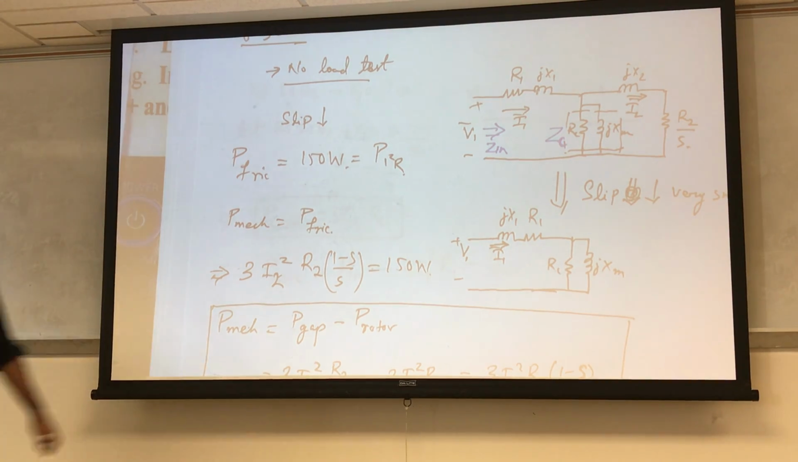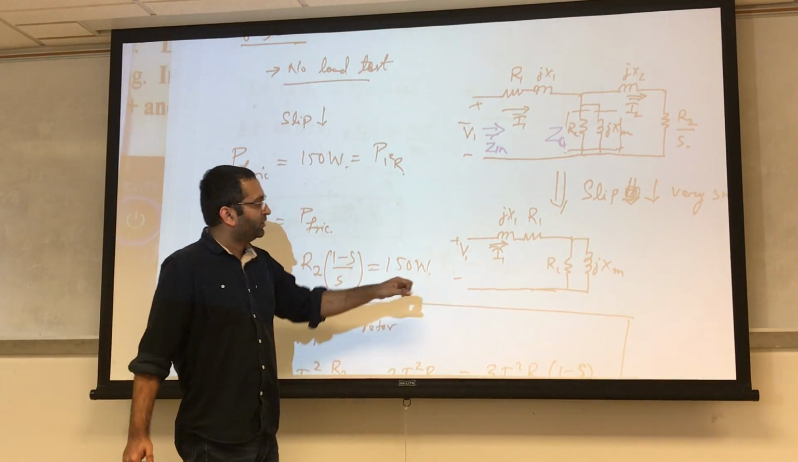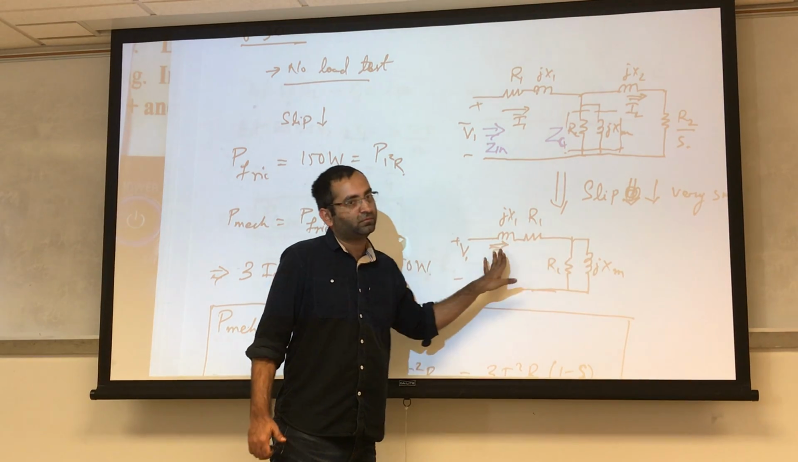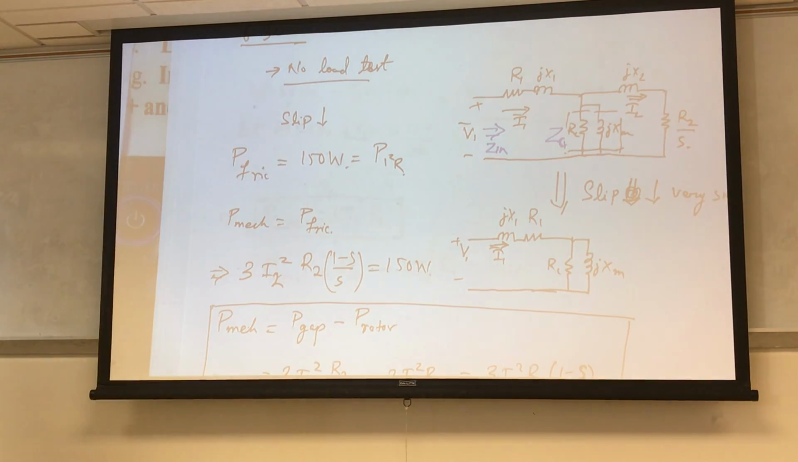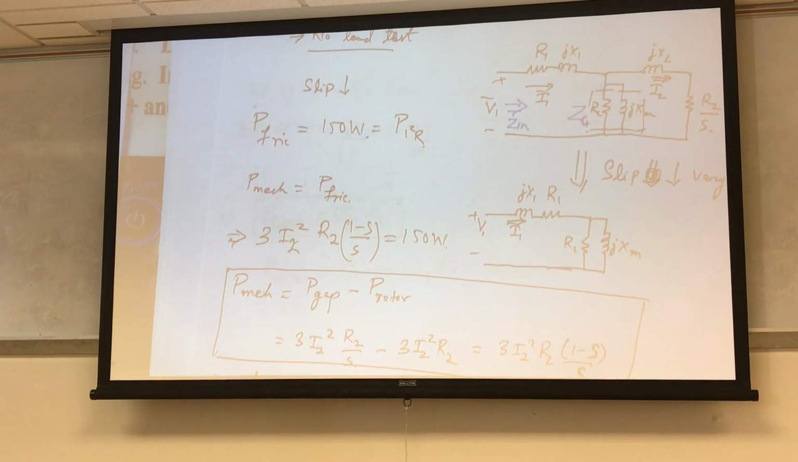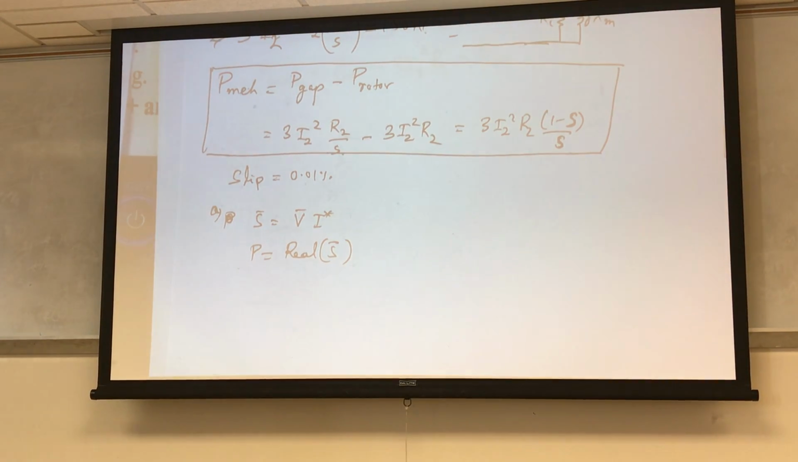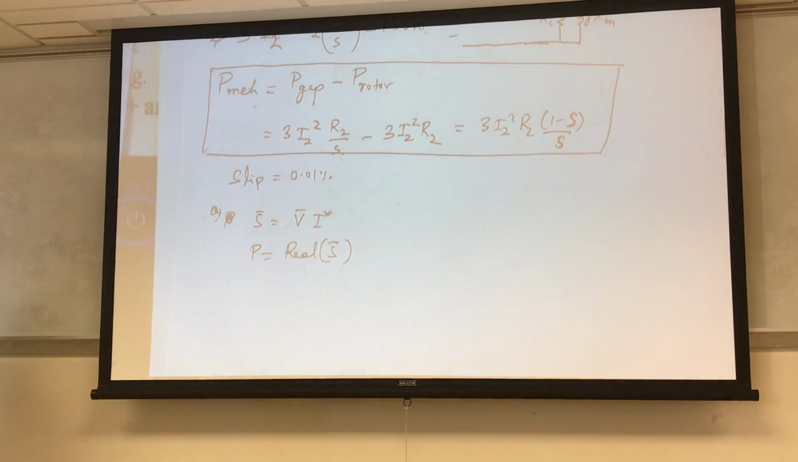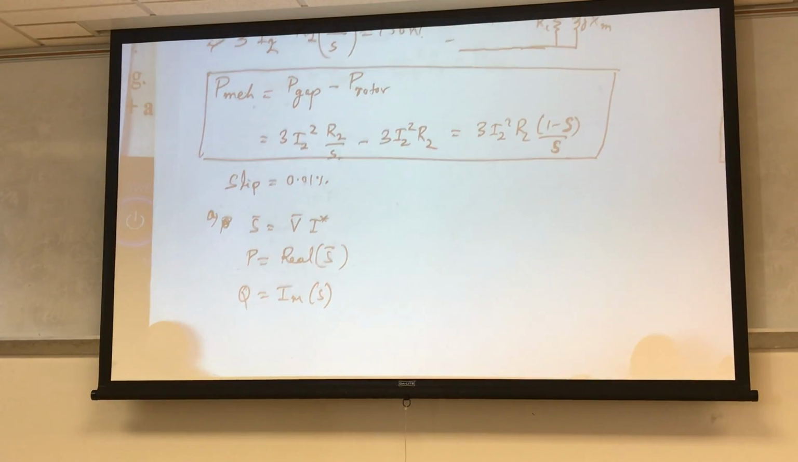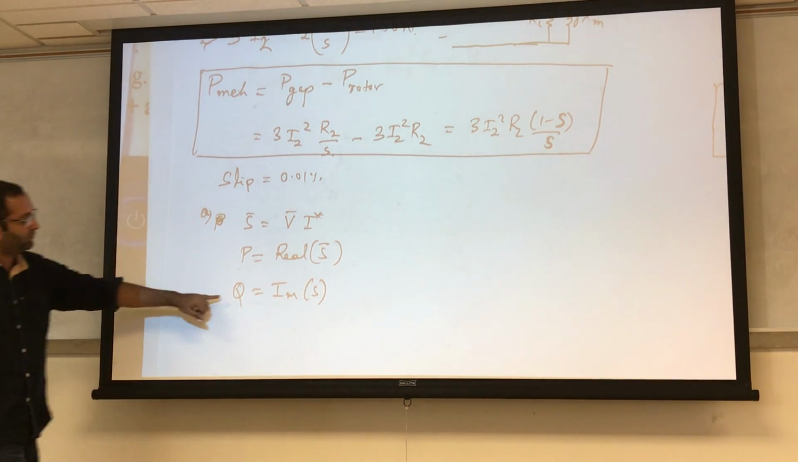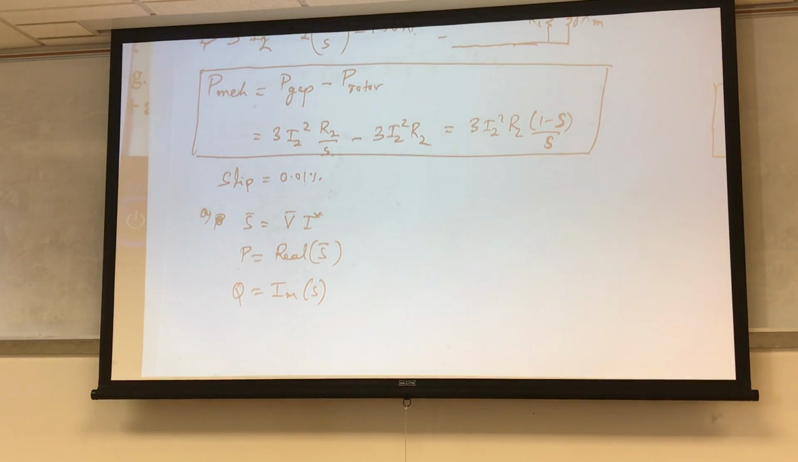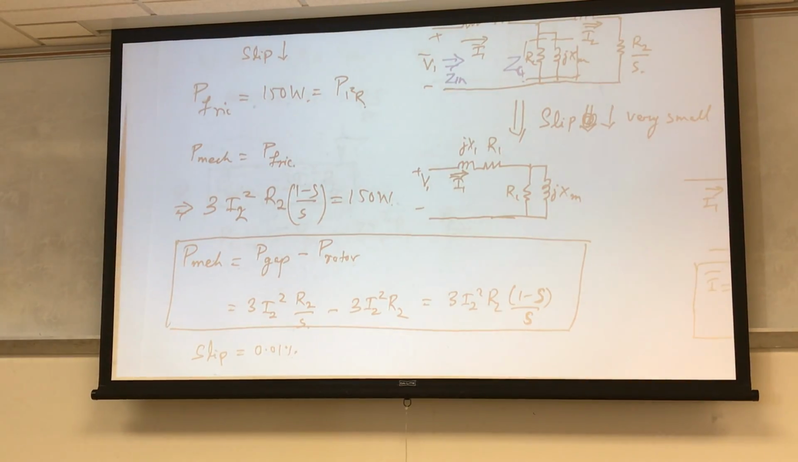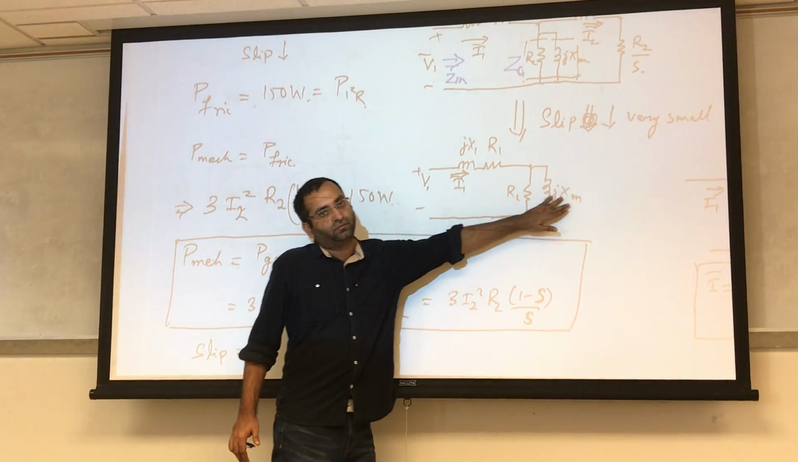So once you have RC, you can also find X1 and Xm. How do you find that? In this problem, I told you to find S, which is V I conjugate, and P equals the real part of S. So what is the reactive power? The imaginary part of S, right? So how do you find the reactive power from the circuit diagram? If I give you this circuit, how do you find Q?